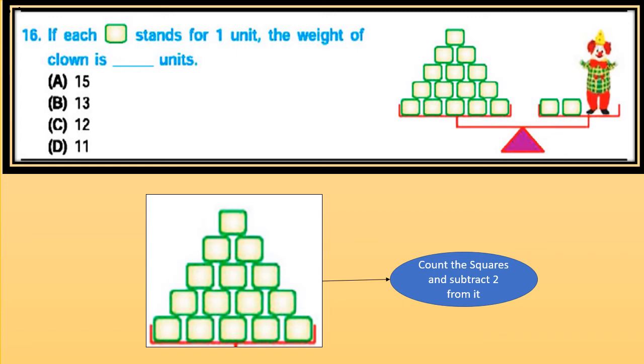Now, in order to get the weight of the clown, we will subtract the two squares given on the right hand side from the squares given on the left hand side. So count the squares on the left hand side and subtract 2 from it. Then we will get the weight of the clown.